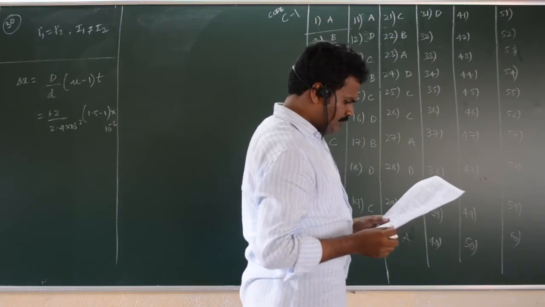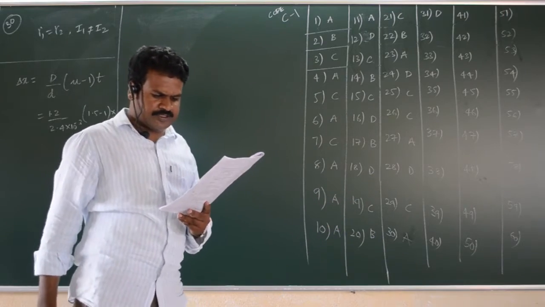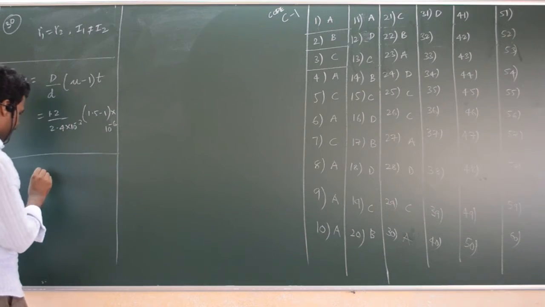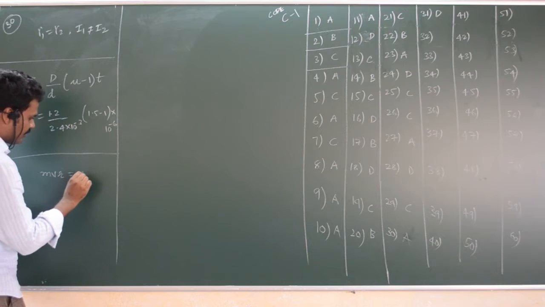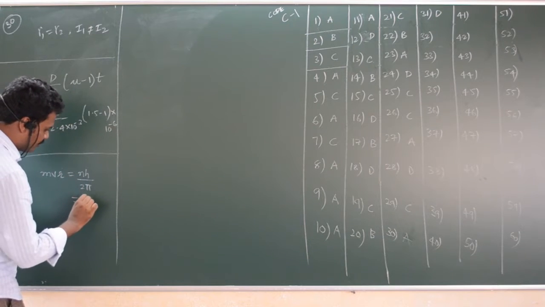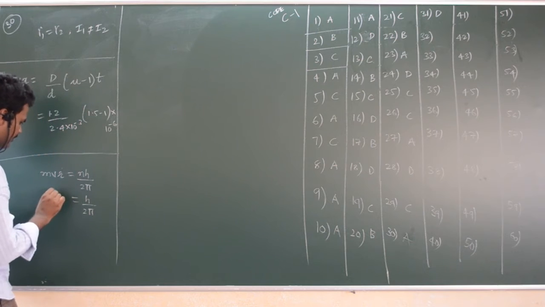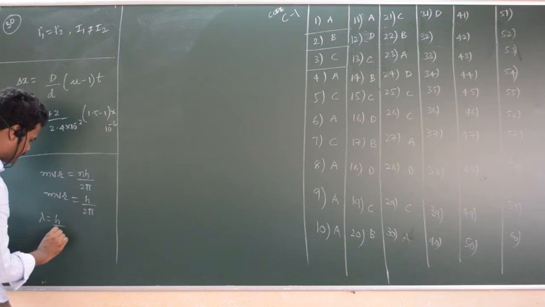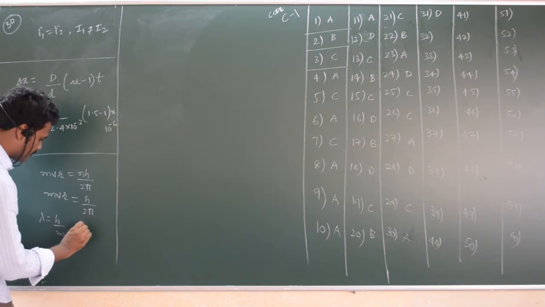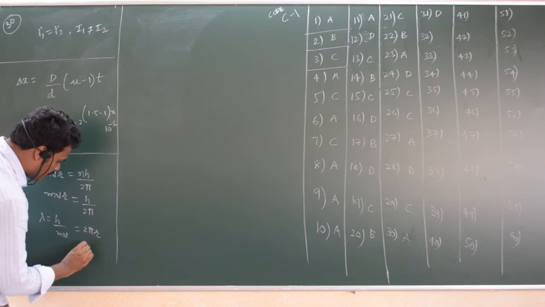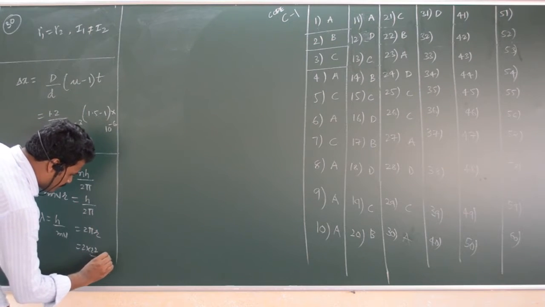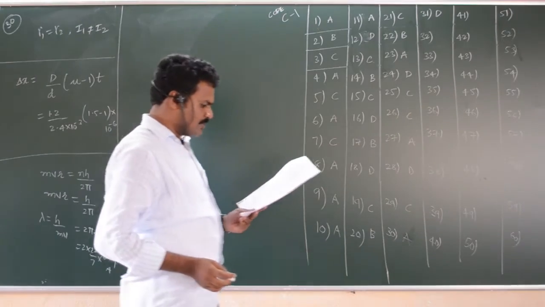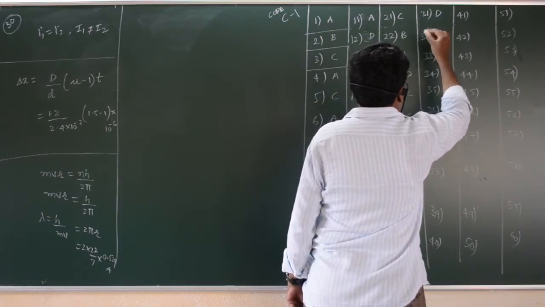32, what is the de Broglie wavelength associated with the electron in the hydrogen atom in ground state? For the electron in ground state, you know that MVR is equal to nh by 2 pi. First, lambda is equal to h by MV, so from this you can write 2 pi r. So 2 into 22 by 7 into the radius value 0.529 angstroms. If you multiply, you will get 3.3 angstroms. So the answer for 32 is B. Next, 33.